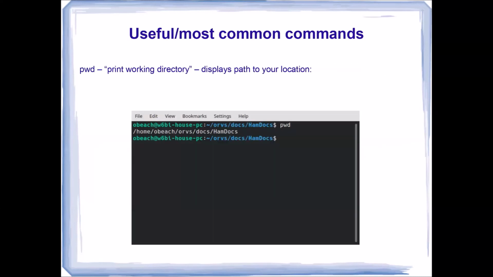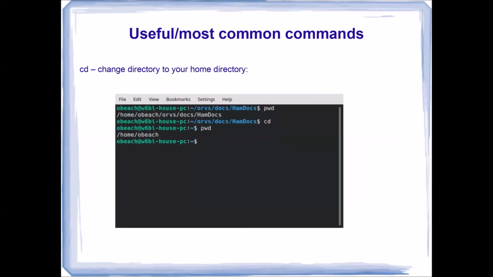So PWD, print working directory. You can see I'm in Orv's docs, ham docs, with the tilde in front of it. But if you expand it with the PWD, you can see it's actually in my home directory, home Orv Beach. CD changes to your home directory. You can see that I was in ham docs and went to CD, and without any options behind it, CD just takes you to your home directory.